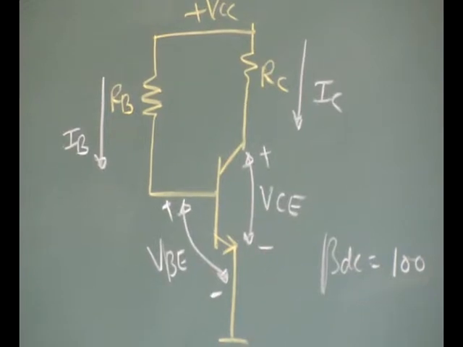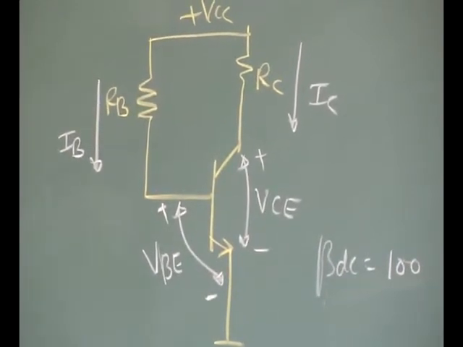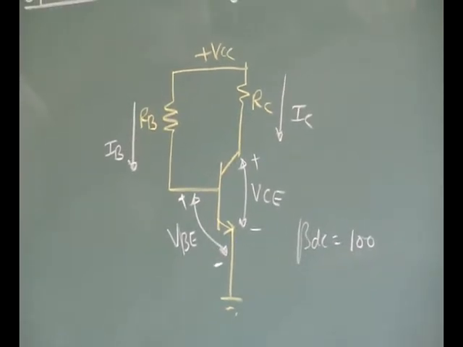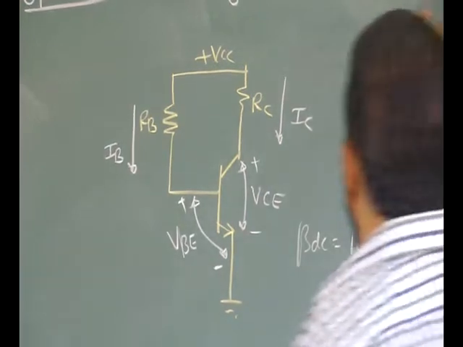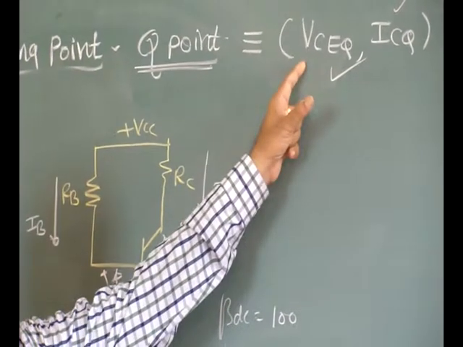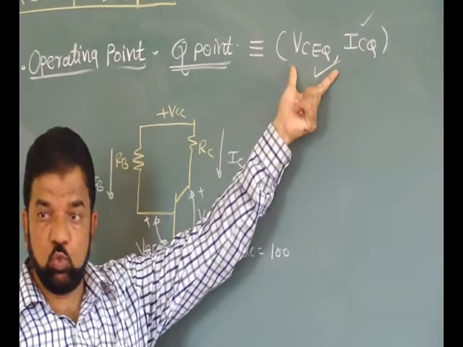So what do you have to do? Understand the question. What is the question? For a given circuit, locate the Q point. So what is the Q point? Already the answer is here. So for this circuit, how to determine these two values?